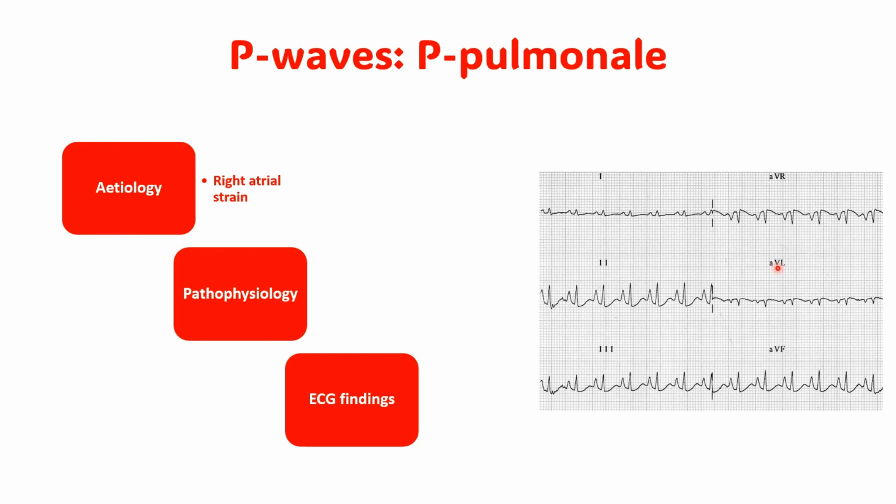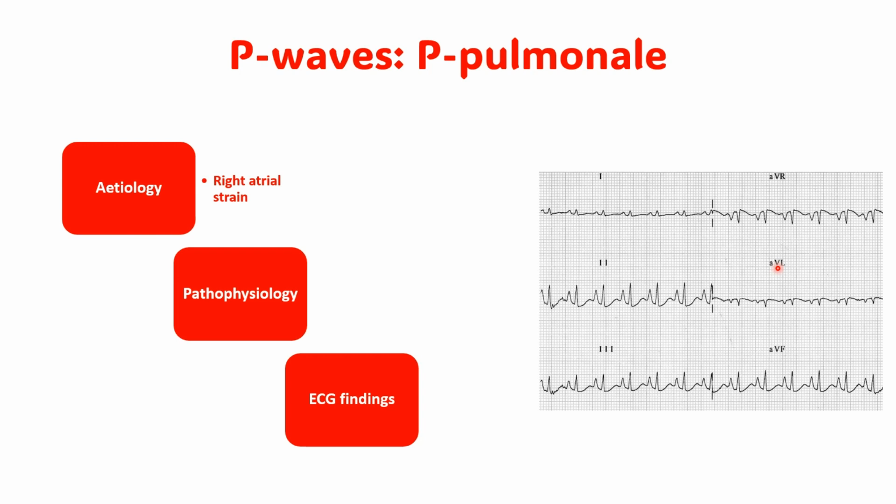Pulmonary embolism tends to be transient, so you might have some transient P pulmonale which resolves. Other respiratory diseases can cause right atrial strain, such as COPD and lung fibrosis, and even cardiac causes, such as congenital heart disease, particularly where we have pulmonary stenosis, and even tricuspid stenosis. That's where you have right atrial hypertrophy not associated with right ventricular hypertrophy.